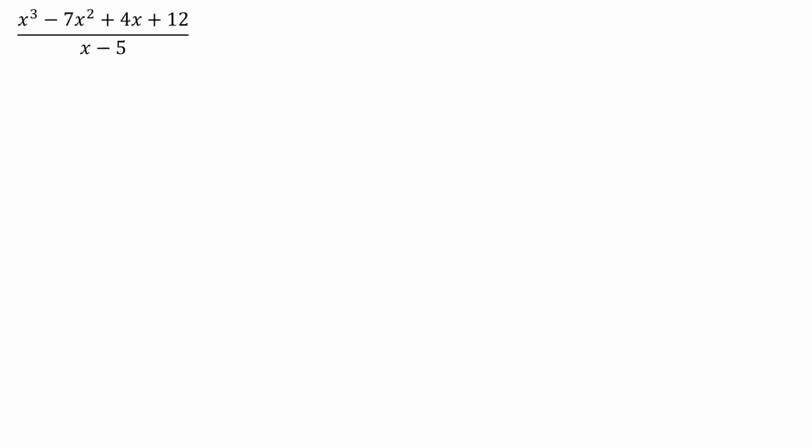Okay, so again, I'm looking at the numerator. I'm thinking, ooh, I see a 1, negative 7, positive 4, and 12. And I also know for the denominator, if I solve, I get a positive 5. So my coefficients: it was 1x to the third minus 7x squared plus 4x plus 12. And because I want to divide by x minus 5, I actually use a positive 5.